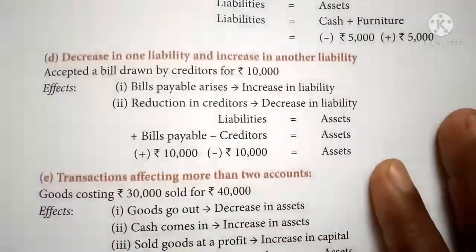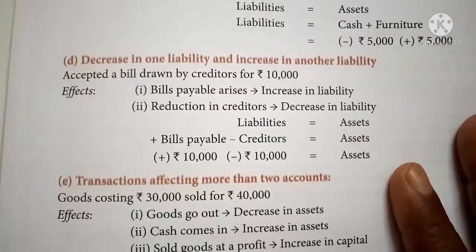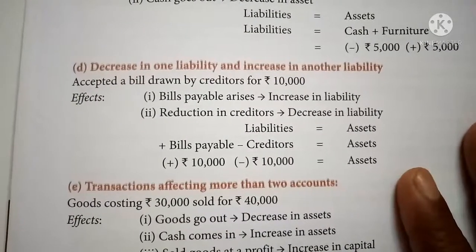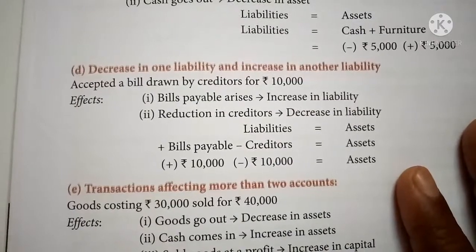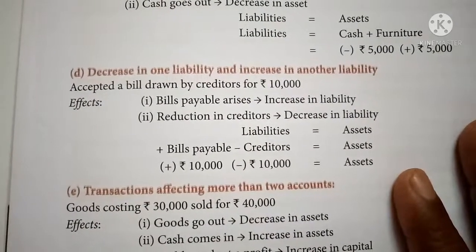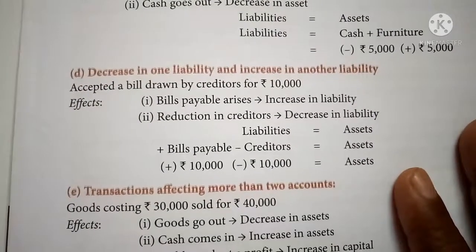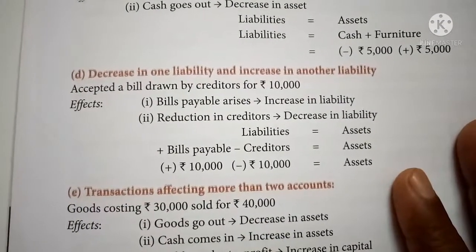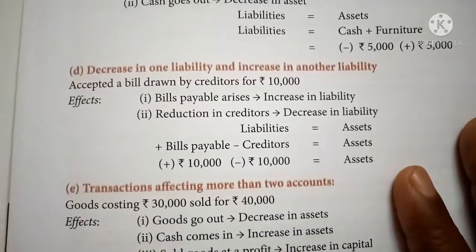And then decrease in one liability and increase in another liability. So in this example, both the aspects will be on the liability side. That is, accept a bill drawn by creditors 10,000. Bills payable will arise, so liability will increase. Reduction in creditors amount, that is decrease in liability. So both the aspects will be recorded in liability.